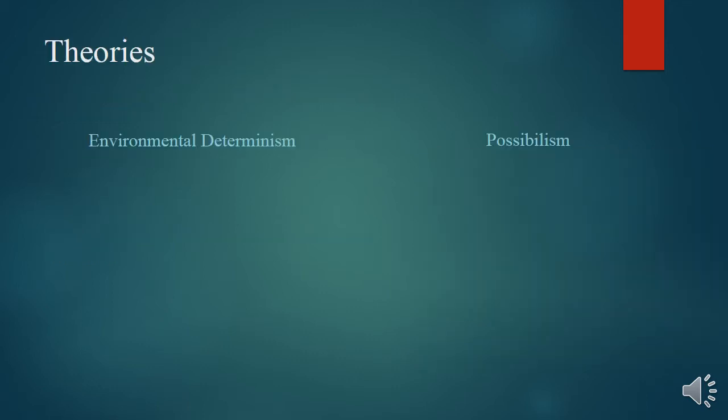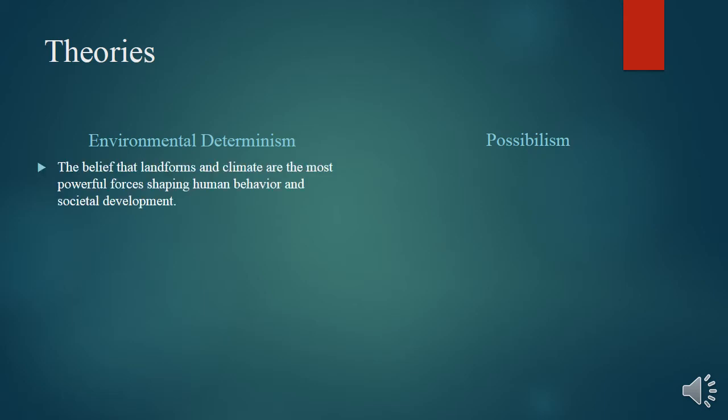Within the field of cultural ecology, there are 2 main theories that have been popular over the years. Environmental determinism is the older of the 2, and that is, in a nutshell, the belief that the natural landforms and climate of an area are the most powerful forces in shaping human behavior and social development, or shaping human culture, right? That the most powerful force of that comes from the landscape itself, that the environment is the prime determiner of culture, that the environment determines your culture, environmental determinism.